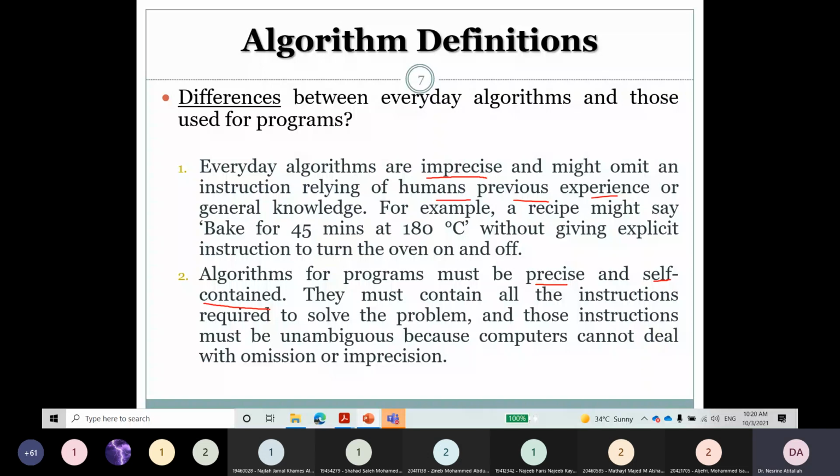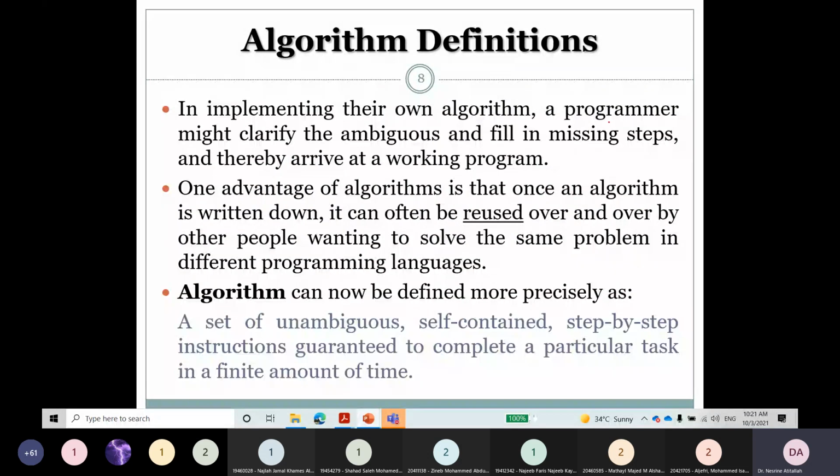Okay, to do some tests on this list, or to fill this list when you are asked. And in implementing their own algorithm, a programmer may clarify the ambiguous and fill in missing steps, and thereby arrive at a working program. Okay, so this is the role of a programmer. What is the role of a programmer?